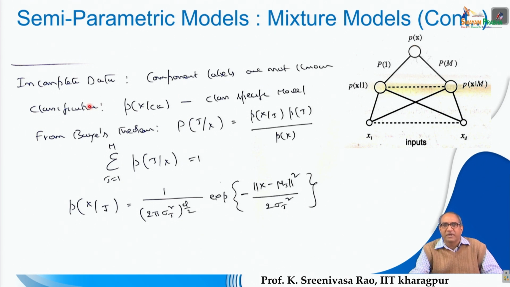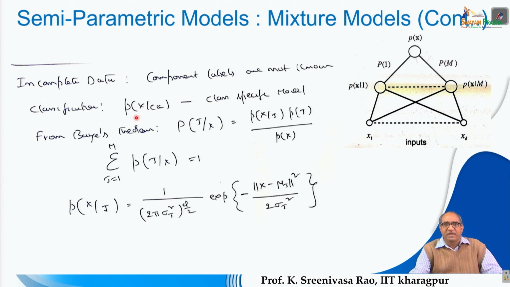But here the thing is that for a given data, it is incomplete in the sense that we do not know which component a data point belongs to. That means the component labels are not known, because only the data is available, and we try to model this data using the multi-component mixture model.